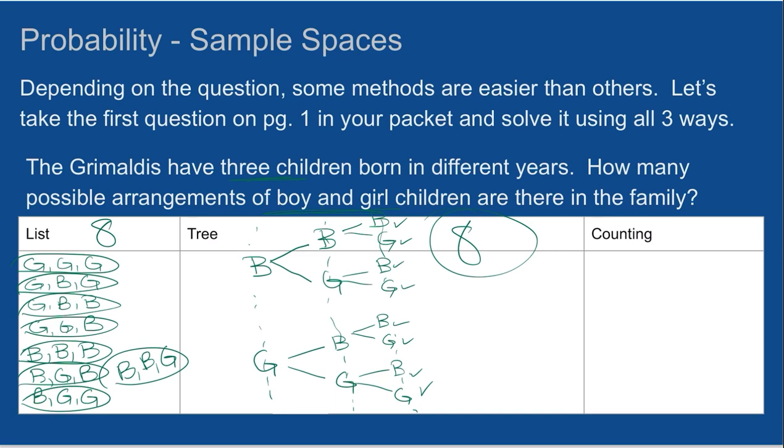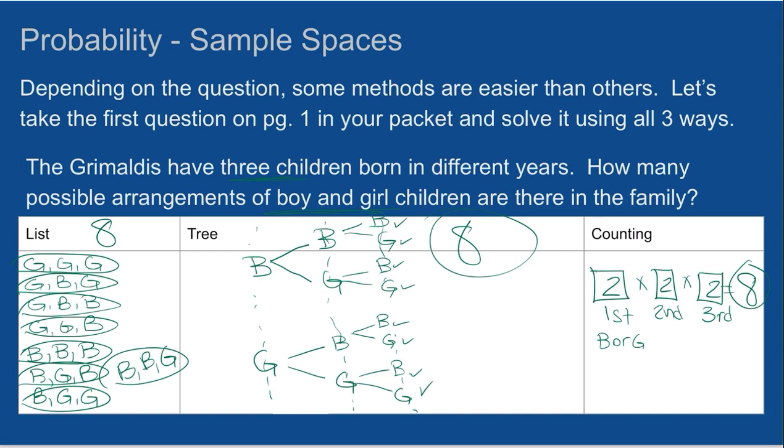Counting. We have 3 different events: first birth, second birth, and third birth. In the first birth, the oldest child, it could be a boy or it could be a girl. So that is 2 possibilities. The second is the same 2 possibilities. And the third is the same 2 possibilities. And 2 times 2 times 2 gets us to 8 possible arrangements.